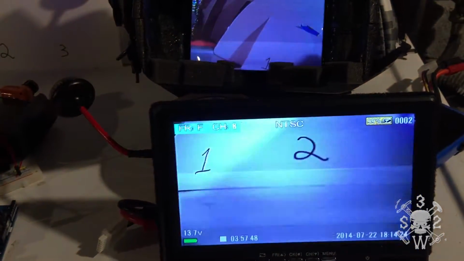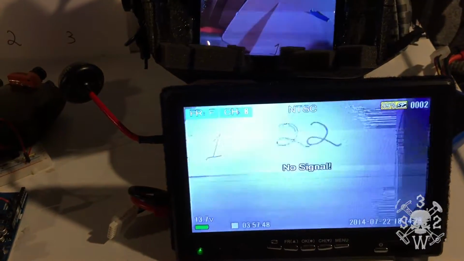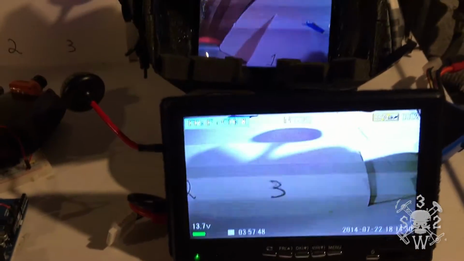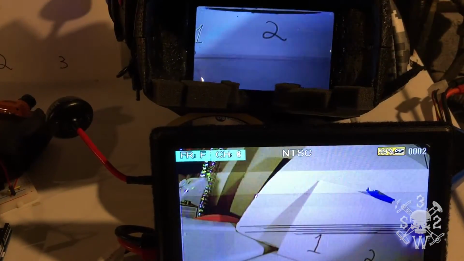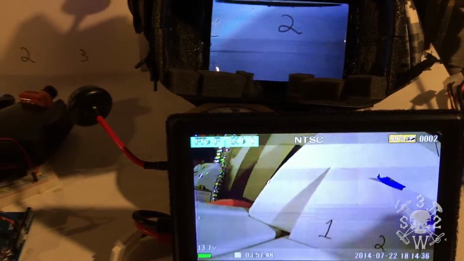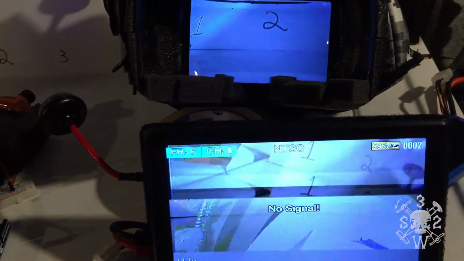So if I switch the operator's view here using a switch, notice he can select cameras 1, 2, or 3 at will. And then likewise, independently, the pilot can also select his cameras independently. So both sides can choose what they want to look at.